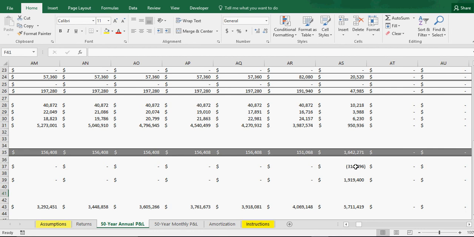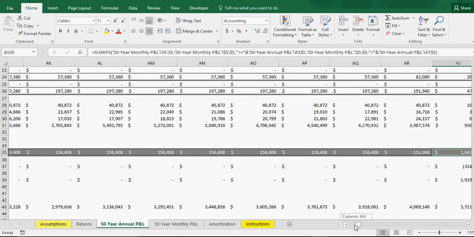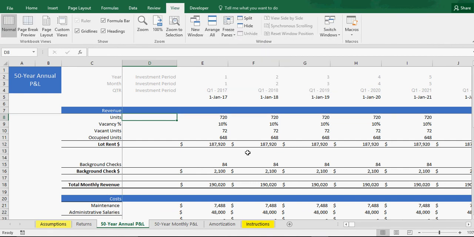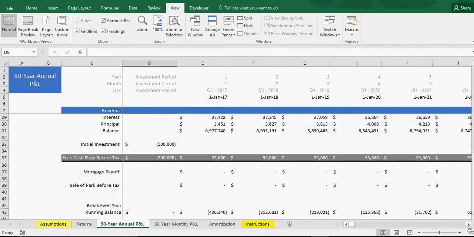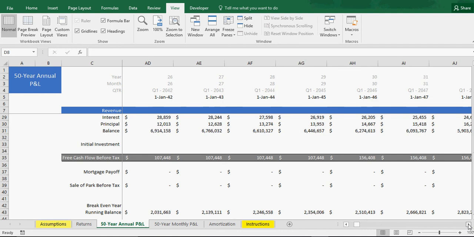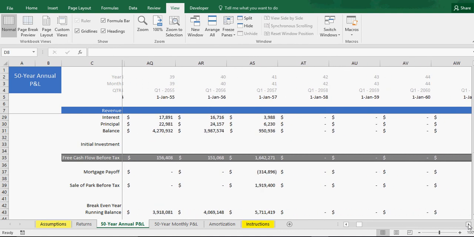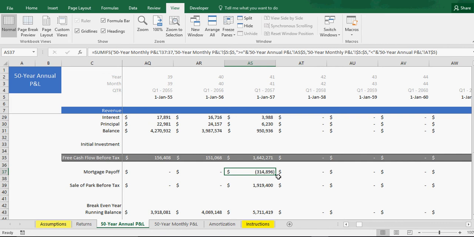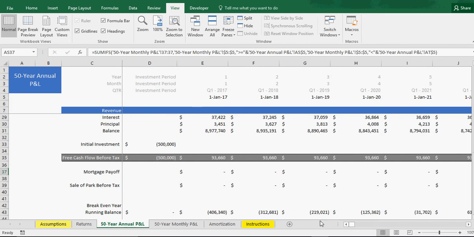So you're actually paying back in this number, 1.6 million. You're paying back, and let's get the freezes on here so I can see what's what. So your balance is 950. You're selling it. Shoot.